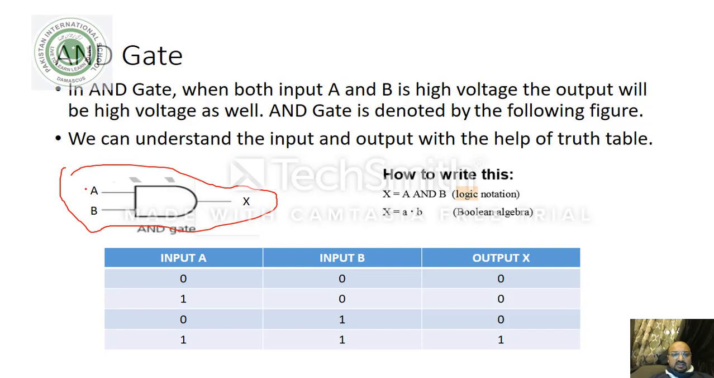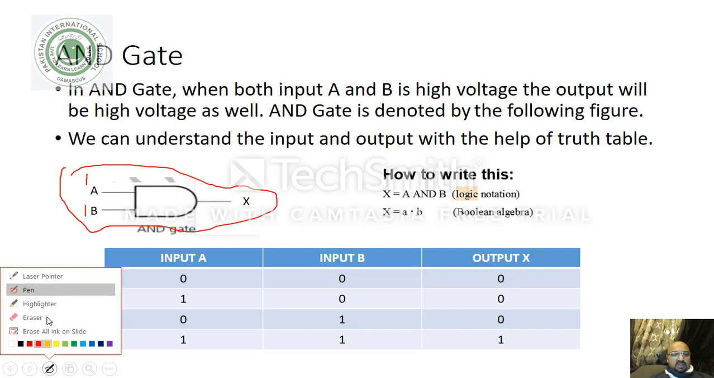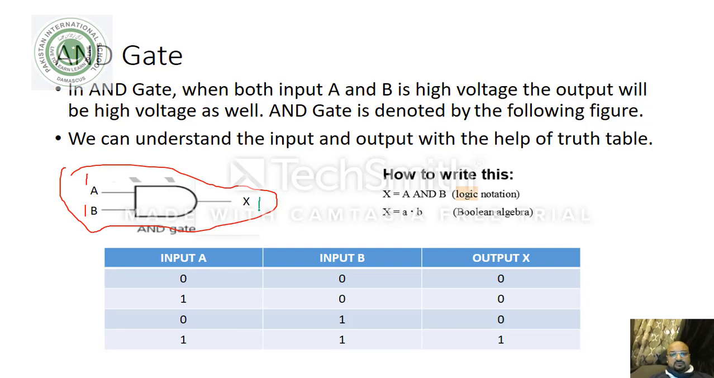In this figure, whenever inputs A and B are high voltage, I can say that high voltage can be 1 and 1, and we have an output X. So the output X will be high voltage as well. We can denote what the inputs are and what the outputs are. For this, we can use the truth table.